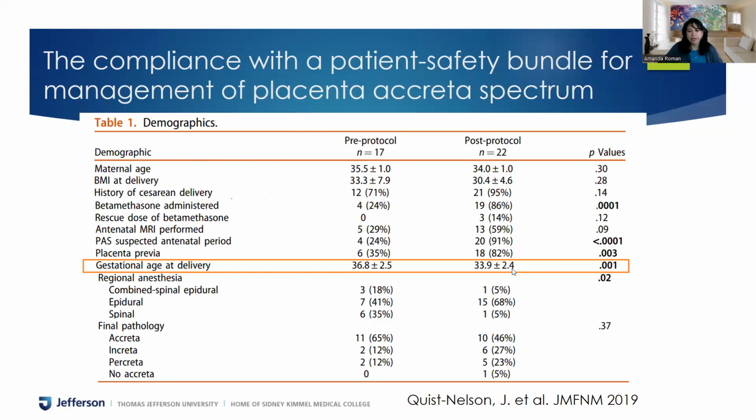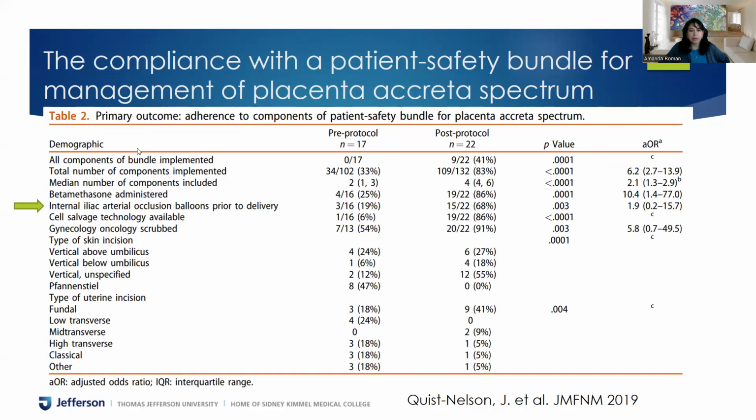More placenta previa, and at the beginning we started delivering between 32 to 34 weeks, so there is a big difference in gestational age at delivery. There were no differences in regional anesthesia, but you can see we were doing more cases with epidural and with the spinal, and most of the cases were accreta versus increta or percreta.